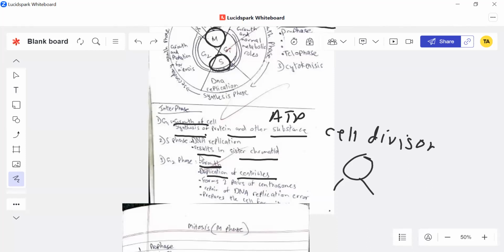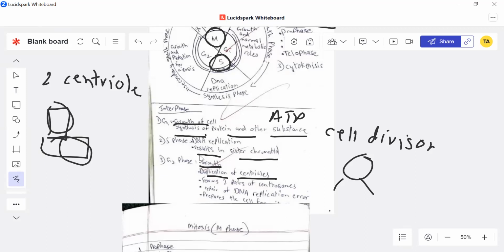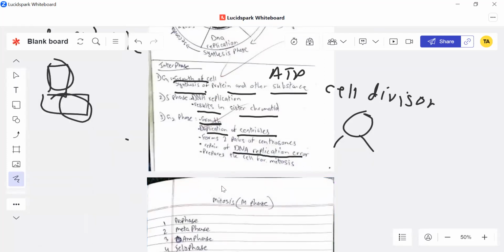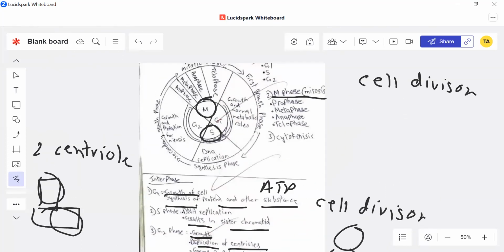What is a centrosome? A centrosome is when two centrioles combine together at right angles, or 90 degrees. So this is a centriole and this is another centriole. They combine together to form centrosomes. In G2 phase, you'll also undergo repair of DNA replication errors. If there is any error in DNA replication, G2 phase is where you will fix it. This phase is also where you prepare the cell for mitosis.